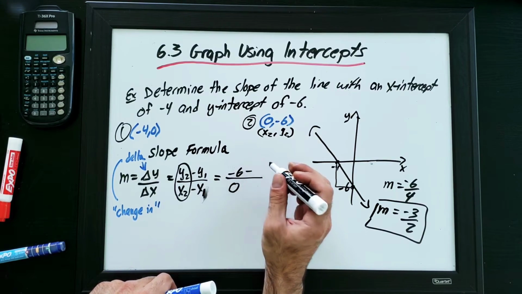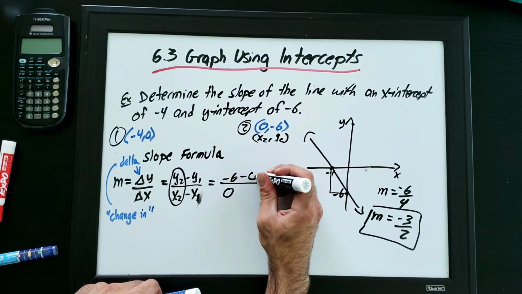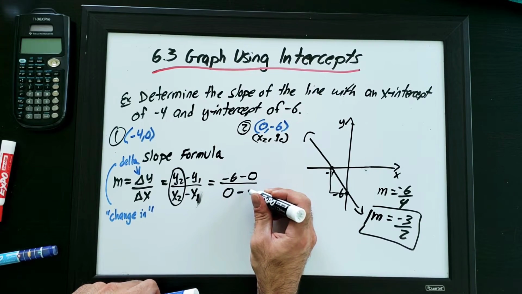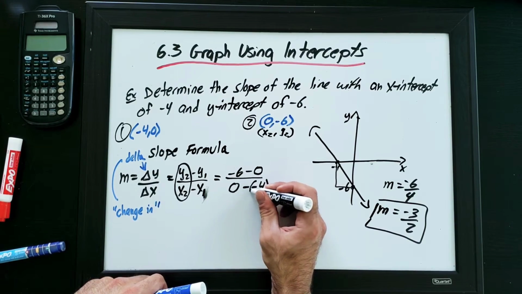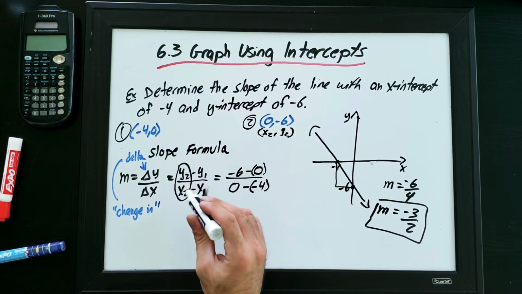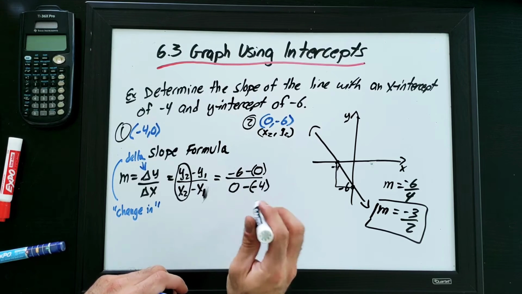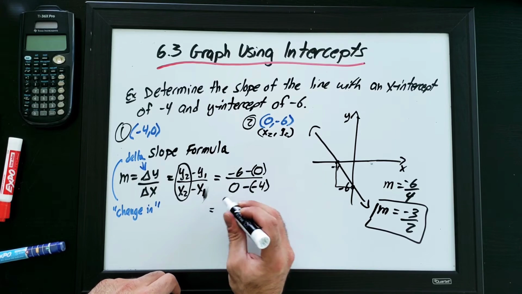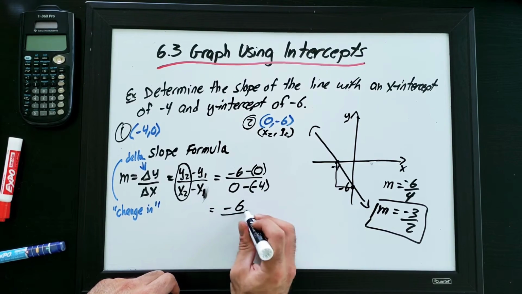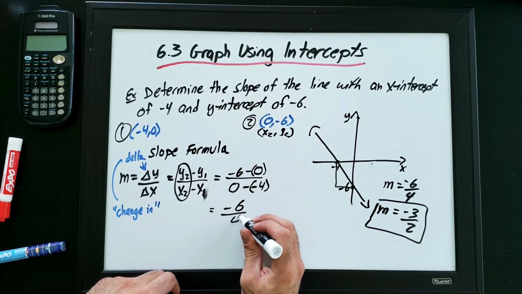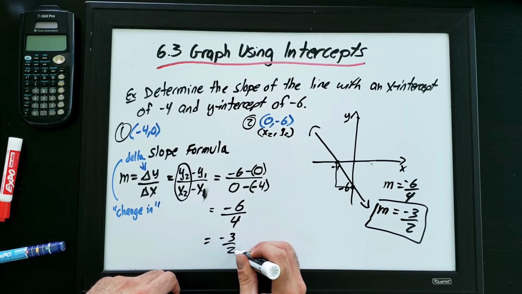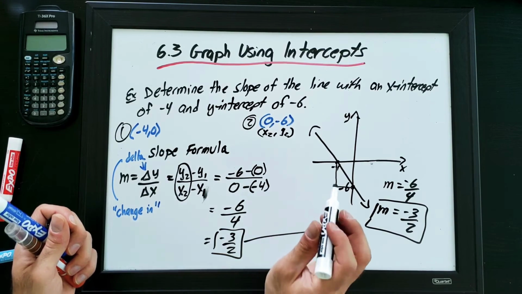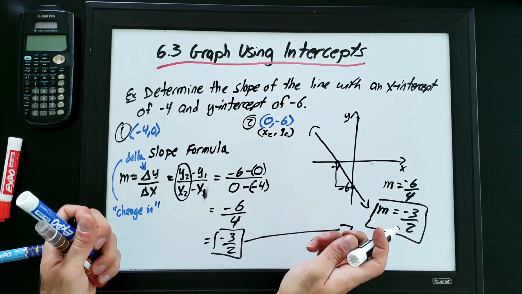Now I'm going to subtract y1. y1 is 0. x1 is -4. Now this is wrong if I put -4 because I'm subtracting -4. So be aware of brackets in slope formula. If I were you, I'd put every single number in brackets and make sure there's a negative sign between them and you'll be okay. Okay, so now -6 minus 0, done. 0 minus -4, this is +4. Same thing.